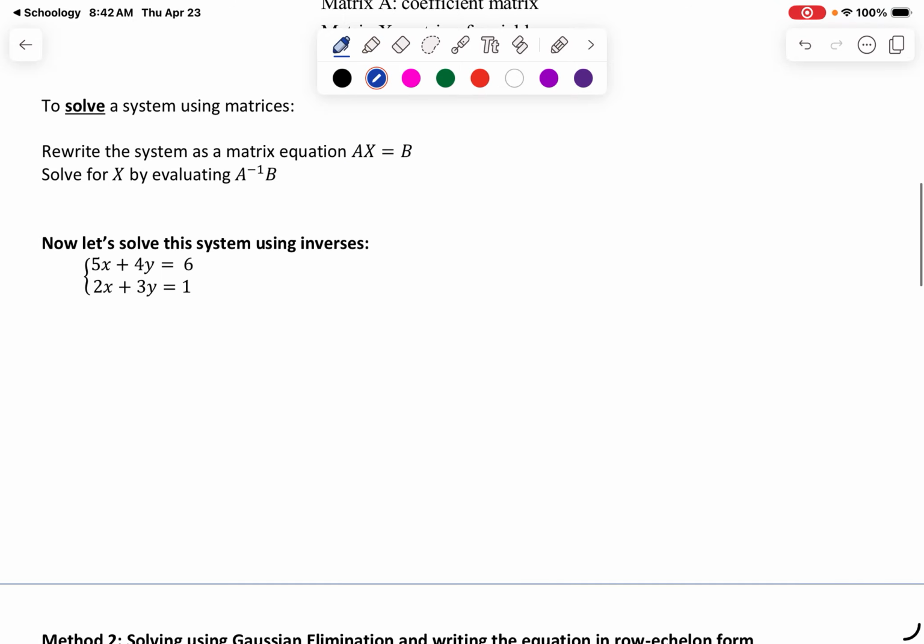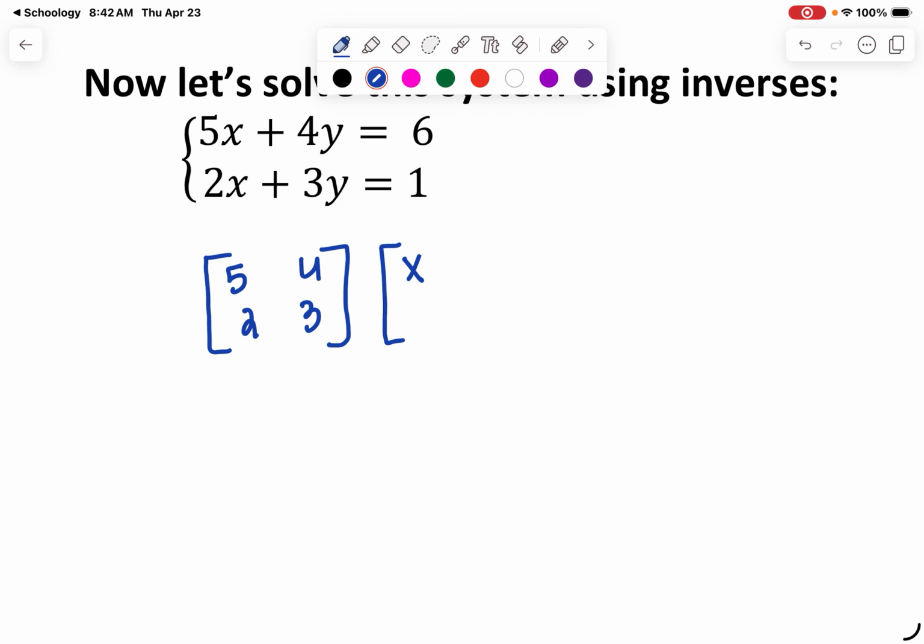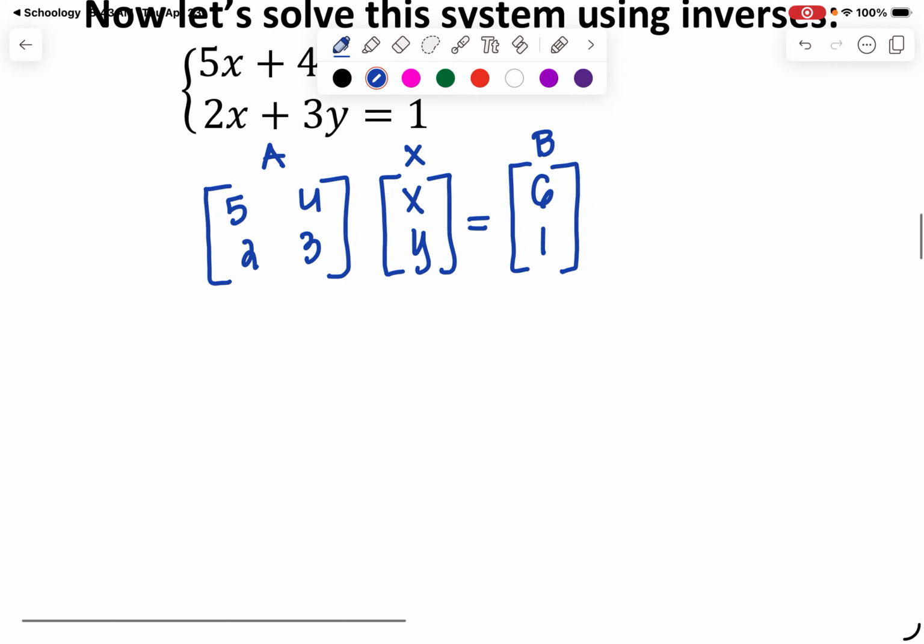All right, so let's go ahead and get our matrices. So our coefficient matrix is matrix A. That's 5, 4, 2, 3. Our variables are the X matrix, equals, and then our constants are our B matrix. So a 2 by 2 times a 2 by 1 gives me a 2 by 1. This is A, this is X, this is B. So now to solve for X, we are going to use A inverse times B.